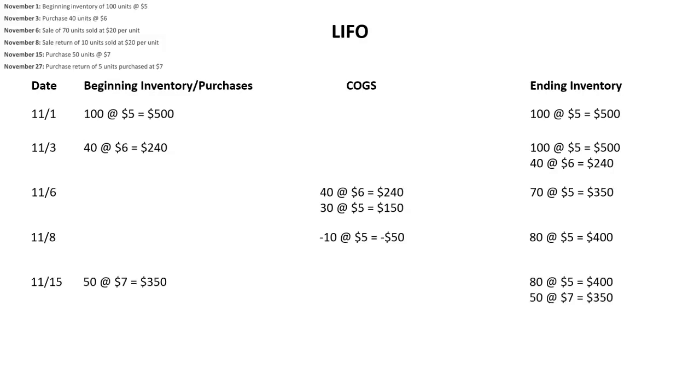Now on the 15th, we made a purchase, right? So no different than what we see up there on November 3rd, where we write the information in our purchases column, and then we update our ending inventory over on the far right.